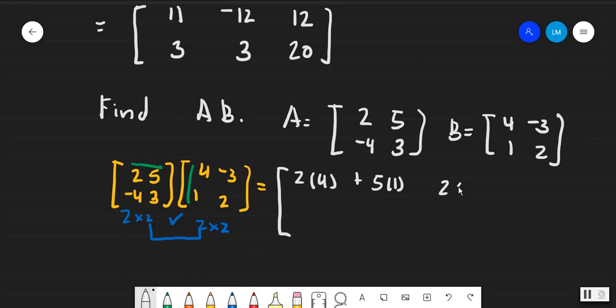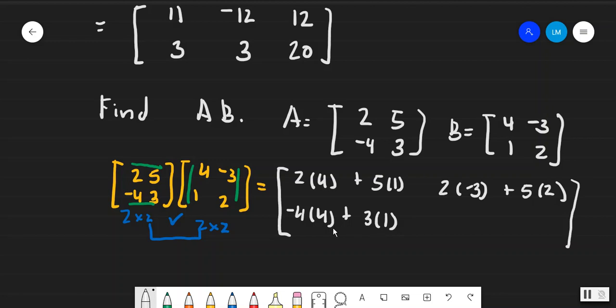So I have 2 times -3, and then I have plus 5 times 2. That's for the top row entries. So you repeat this process all over again, where you take the bottom row and you multiply by 4, 1. I mentioned that you can either look at it like you're just filling in the parentheses with the values, or you can just apply the definition, because you know that you're going to multiply the bottom row times column 1 and the bottom row times column 2. Okay, so that's going to be -3 plus 3 times 2.